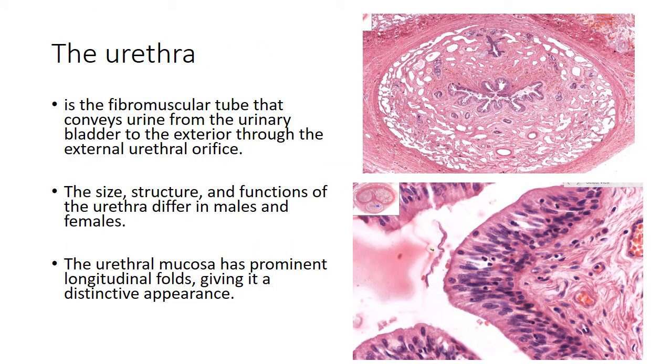The last part of the transport passages of the urinary system is the urethra. The urethra is a fibromuscular tube that conveys urine from the urinary bladder to the exterior through the external urethral orifice. The size, structure, and function of the urethra differ between males and females. However, the urethra is lined with the same epithelium in the male and female, and as you can see here, the lumen of the urethra is very distinctive because it has these longitudinal folds which can give the urethra a very characteristic appearance.